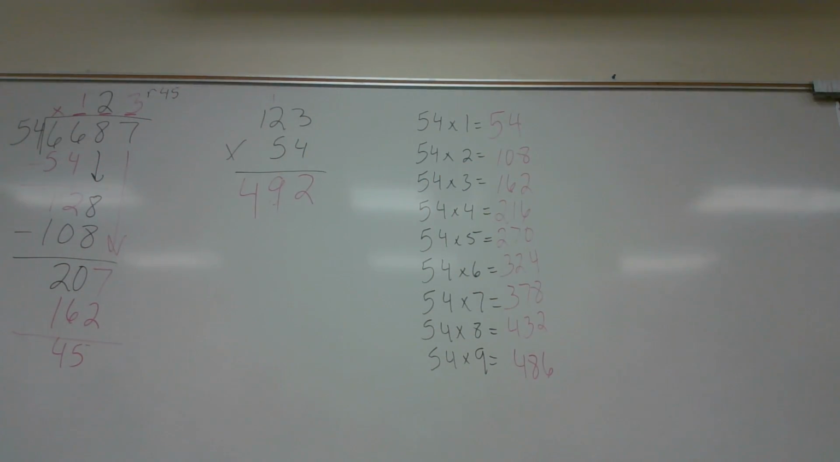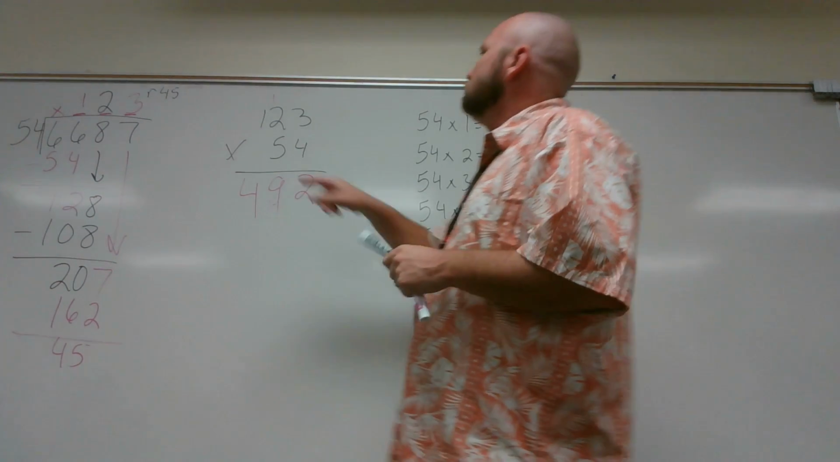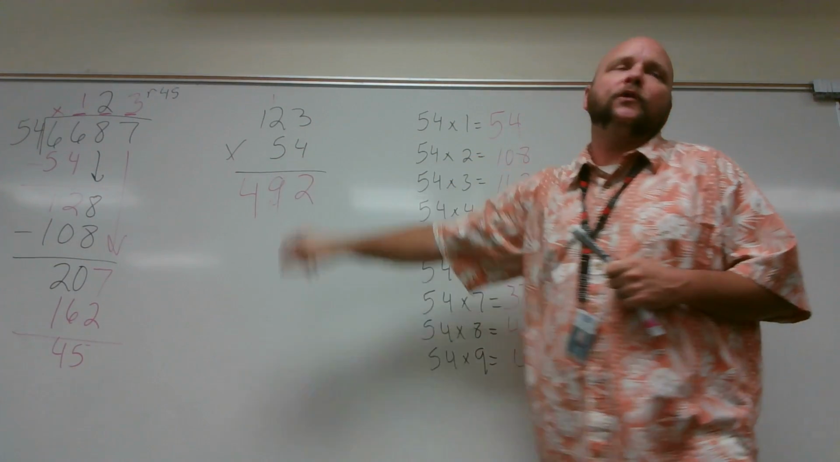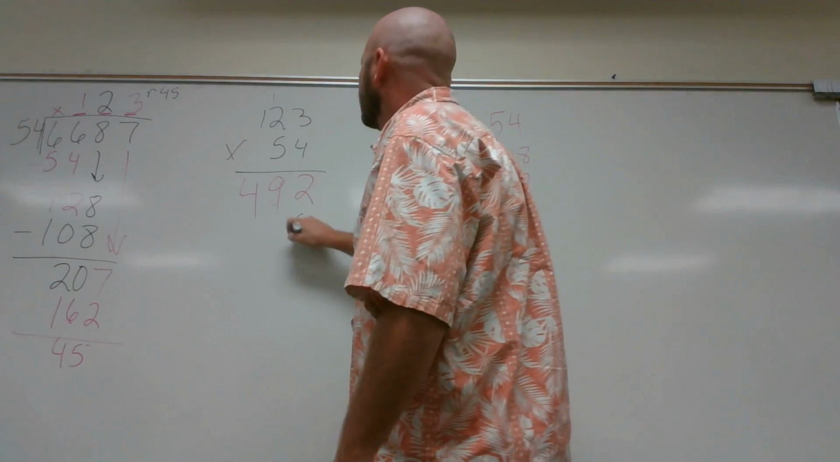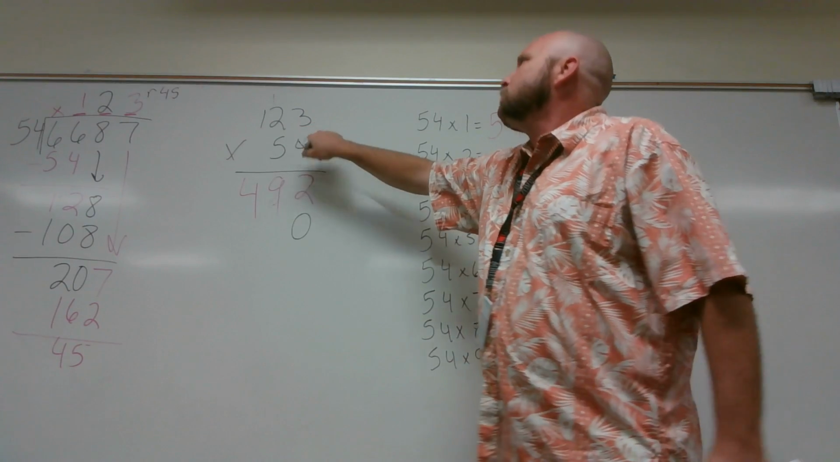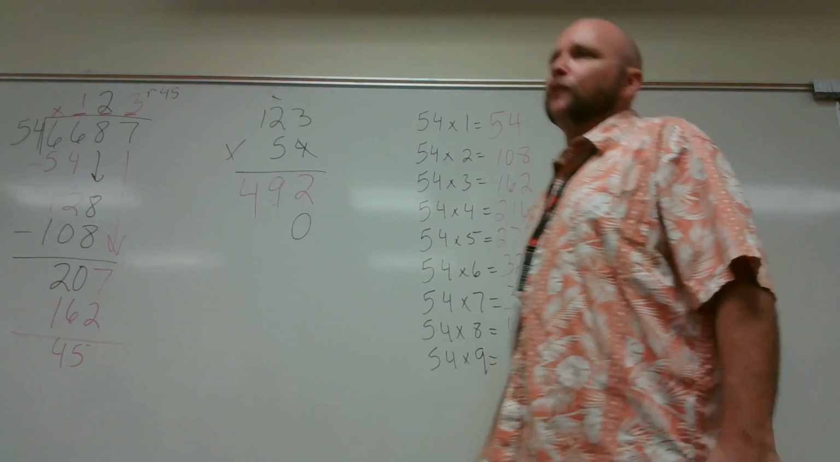Okay, so now I'm getting into the tens place. So basically this is saying 123 times 50. Anytime I multiply by a multiple of 10, I start with a 0 in my ones place. Boom shakalaka, done with those.